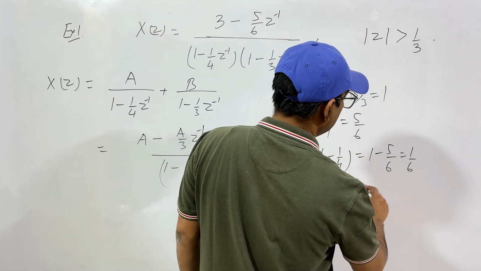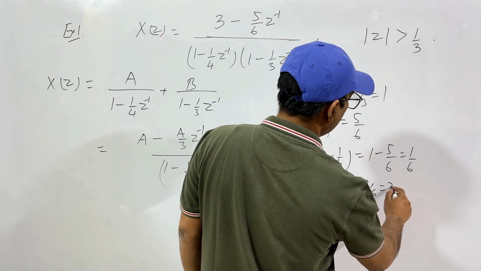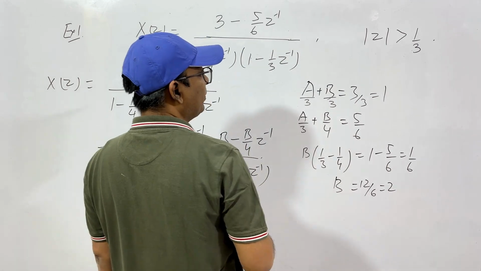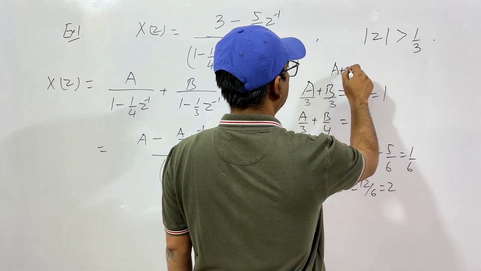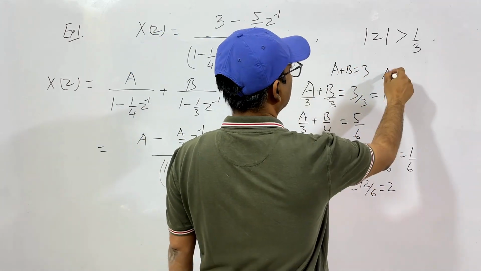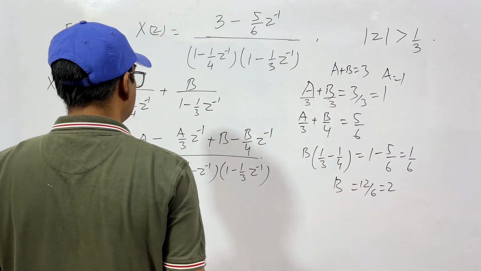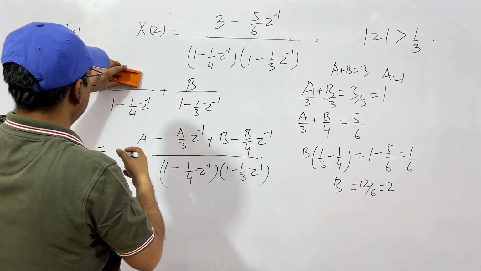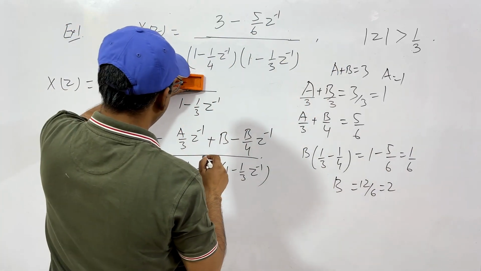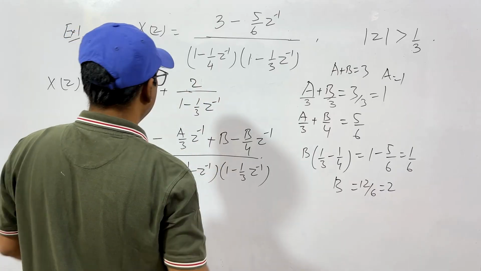So B is 12 by 6, that is 2. So B is 2. And here it was A plus B equal to 3, so when B is 2, A is equal to 1. So we have A equal to 1, B equal to 2. So we can write this equation with A equal to 1, B equal to 2. So this is our equation.